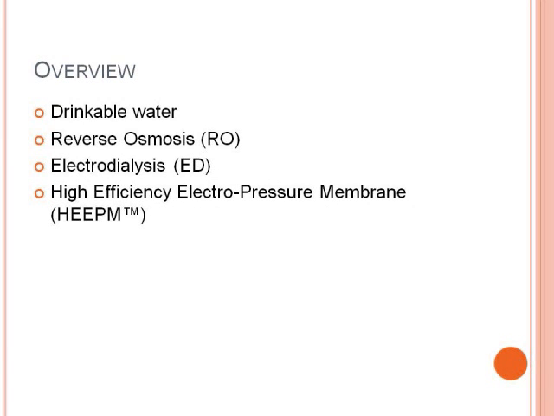Here's an overview of our presentation. First, we're going to talk about drinkable water: what is considered to be drinkable, and what kind of local and national standards are set for potability. Next, we will talk about two different water purification systems that can be used for the desalination of water. These consist of reverse osmosis and electrodialysis. Lastly, we'll discuss a system called HEEPM, High Efficiency Electropressure Membrane, which collaborates the two techniques of desalination.